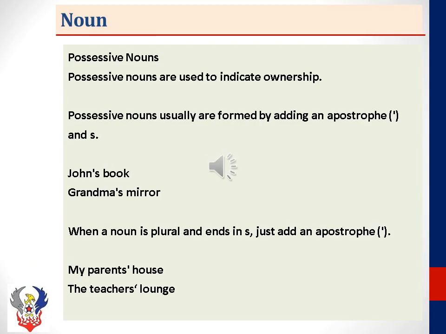Possessive nouns. Possessive nouns are used to indicate ownership. Possessive nouns usually are formed by adding an apostrophe and s. John's book. Grandma's mirror. When a noun is plural and ends in s, just add an apostrophe. My parents' house. The teachers' lounge.